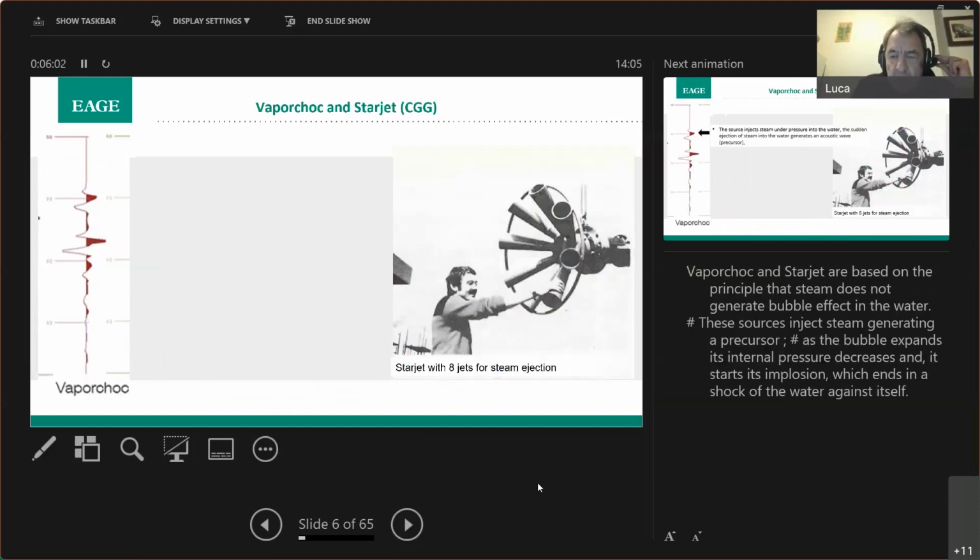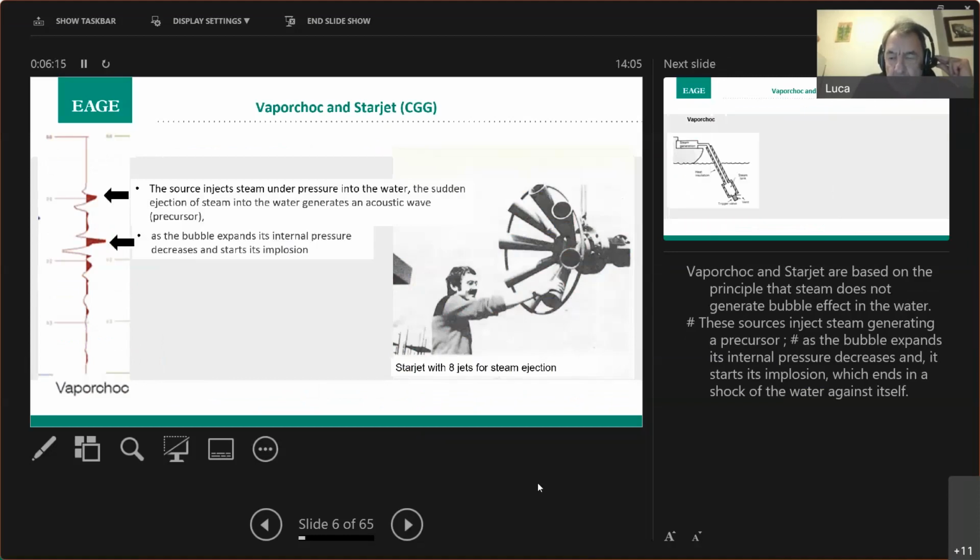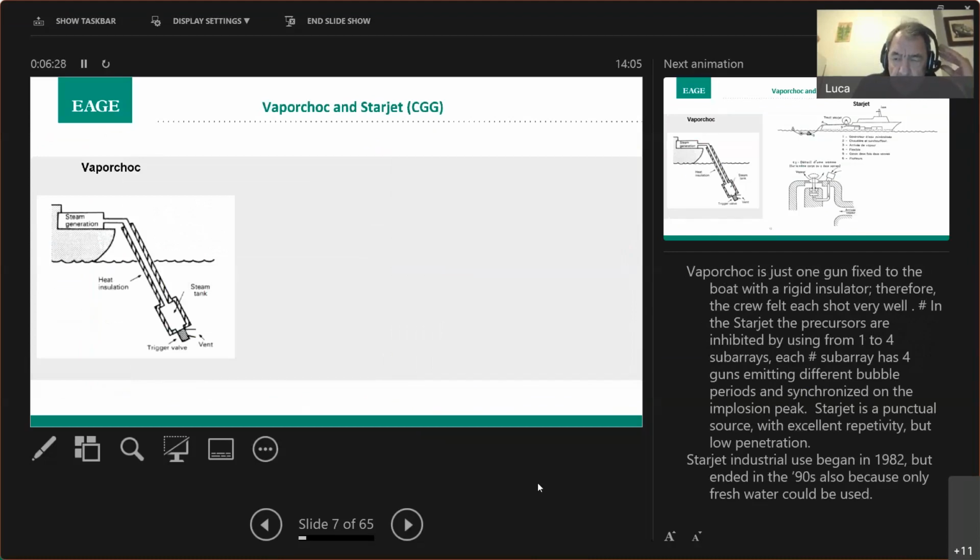Vapor shock and starjet are based on the principle that steam does not generate a bubble effect in the water. These sources inject steam, generating a precursor. As the bubble expands, its internal pressure decreases and it starts its implosion, which ends in a shock of the water against itself. Vapor shock is just one gun fixed to the boat with a rigid insulator. Therefore, the crew felt each shot very well.